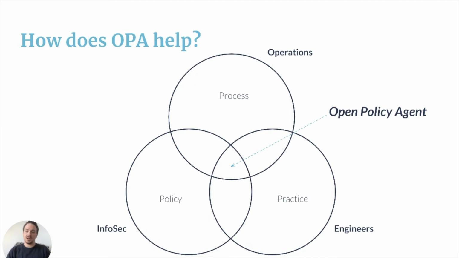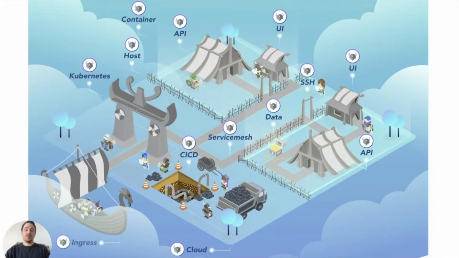So how does OPA help? Well, OPA sits in the middle of these three areas, and this is really the tool for communicating between these groups. So it enhances communication, and it's a tool for actually implementing some of these processes and practices. The question is, where can you put OPA? Where does it sit in the process? And from this diagram, you can see that it sits everywhere.